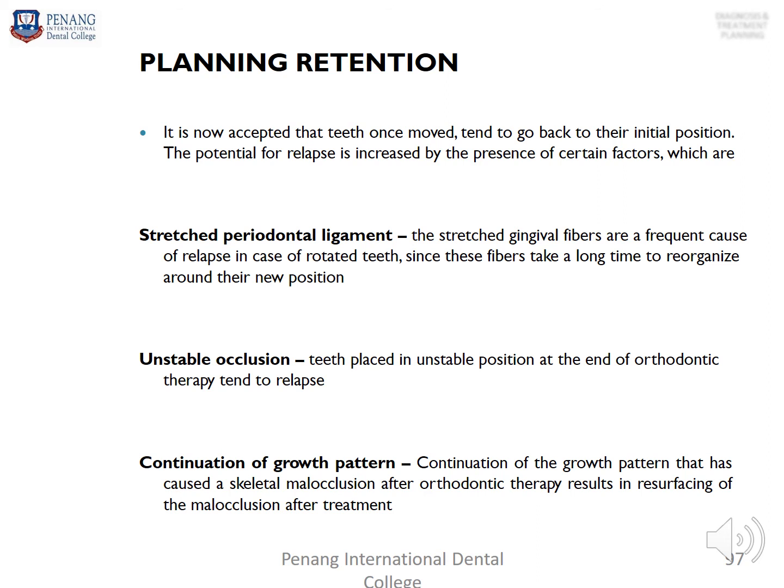For unstable occlusion, teeth placed in an unstable position at the end of orthodontic therapy tend to relapse. That's why you need to have a very good interocclusion between upper and lower teeth and get a proper class 1 for that patient, so that we can increase the stability. Finally, the continuation of growth pattern. This will cause a skeletal malocclusion after orthodontic therapy, resulting in resurfacing of the malocclusion after treatment.